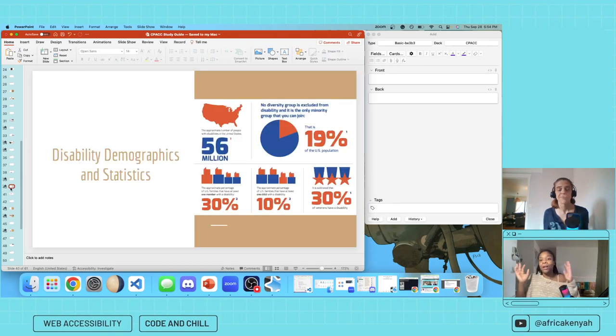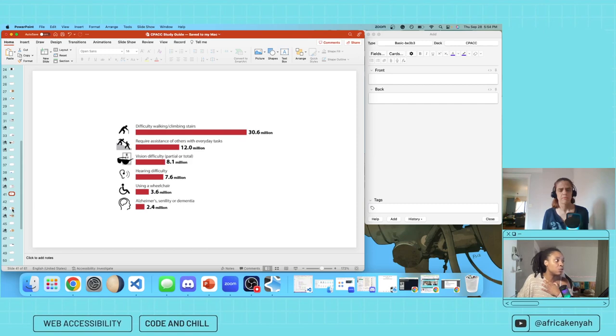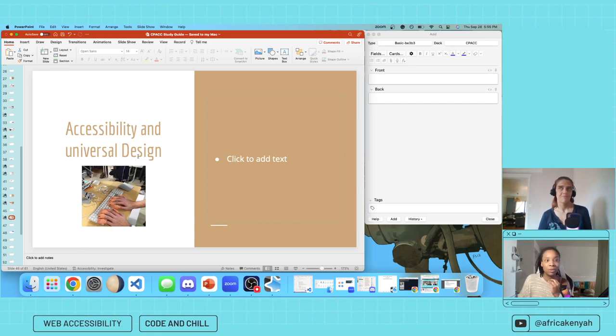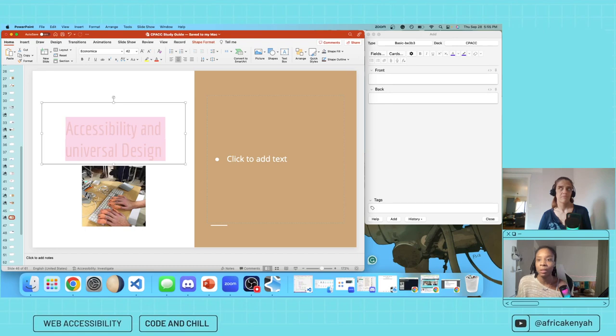So next week, we're going to get into disability demographics and statistics. And then we're going to get into disability etiquette. These ones are not as in-depth and wordy as what we just did. So I think we'd be able to do these two and then get into accessibility and universal design. I don't know if Sino is still with us, but I think this is the one that Sino wanted to co-stream on. I will double check. But maybe Dorlyn will be with us. Oh, okay, yeah, Sino did say, yes, I am.